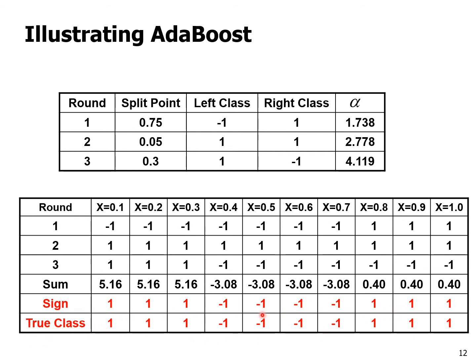And the last row here is the true class value, which is given in the original data, right? So these are the true class labels, and this is the final prediction from this AdaBoost algorithm. As you can see, we have a perfect match between the true class label and the final prediction of the AdaBoost algorithm. So that's again the beauty of the AdaBoost algorithm.